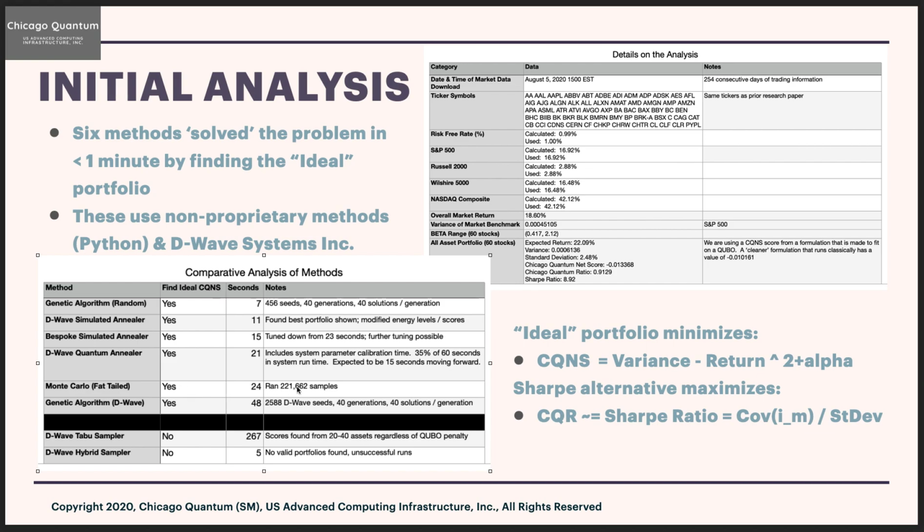That was 221,000 samples. What's interesting is the tabu sampler really was more of a random sampler, at least the way we ran it. It only really found scores around 20 to 40 assets, very similar to a random Monte Carlo. It ran for 267 seconds, and it actually had terrible answers. And the D-Wave hybrid sampler, we ran it for 5 seconds. It didn't find any valid portfolios. Every run we did was unsuccessful, and so for us, this is not a good method or model.